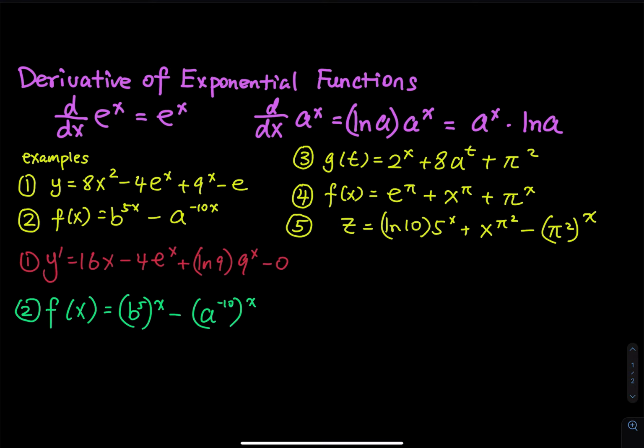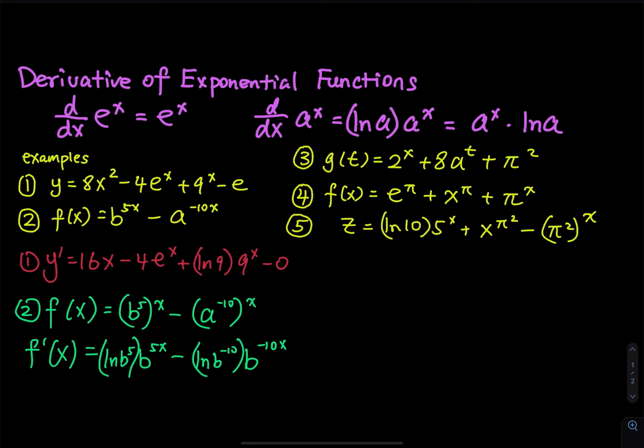So now I apply the rule and then f prime of x is equal to, so you write the whole thing again. So b to the 5x, and then in front of this term you ln the base, which is ln b to the 5th, and then usually they put that in a parenthesis. And then for the second term, you copy the whole term again, which is b to the negative 10x, and then you ln the constant, which is ln b to the negative 10.